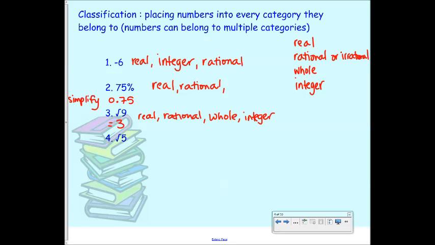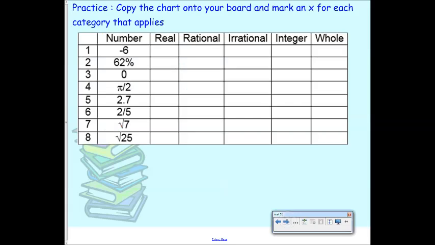Okay, so you guys are going to go do your first practice, but hang on, I want to explain this. I don't want you to copy this whole chart. It says on here, copy the chart. Don't copy the whole chart. Just do what we just did right here. So make a list of what it is, and I only want you to do 2 and 3 and 5 and 7. Just those, and make a list of what it is. Real, rational or irrational, whole, integer. At your boards, go.